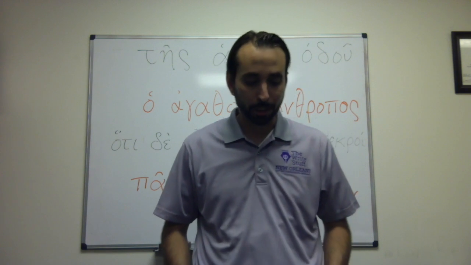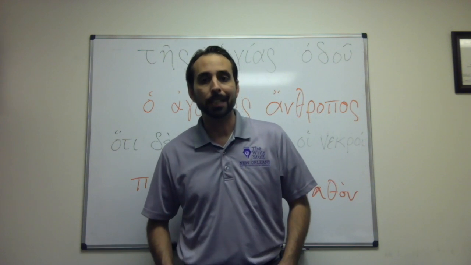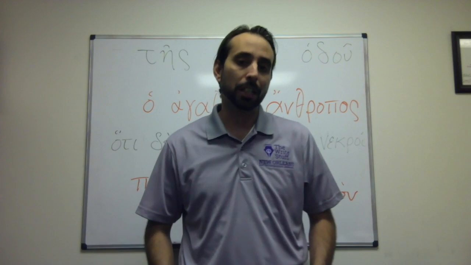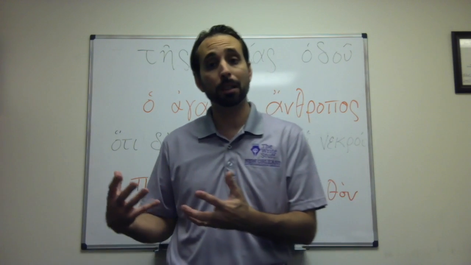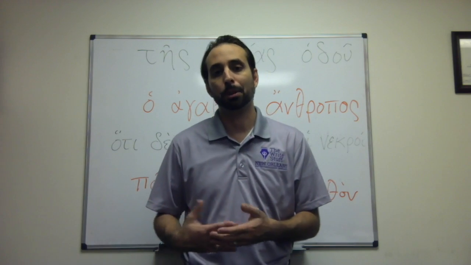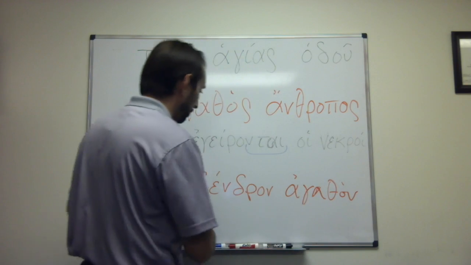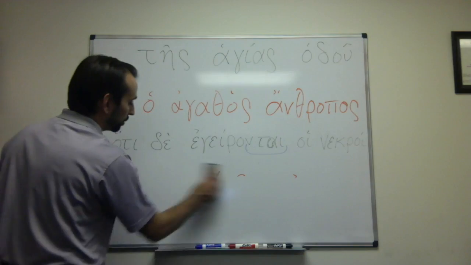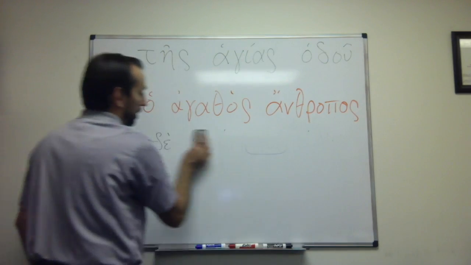Now the predicative function, which is the third function, is a function of the adjective that's utilized with a copulative verb. Here's what you need to know about copulative verbs. He's going to introduce this to you for the first time in this chapter.